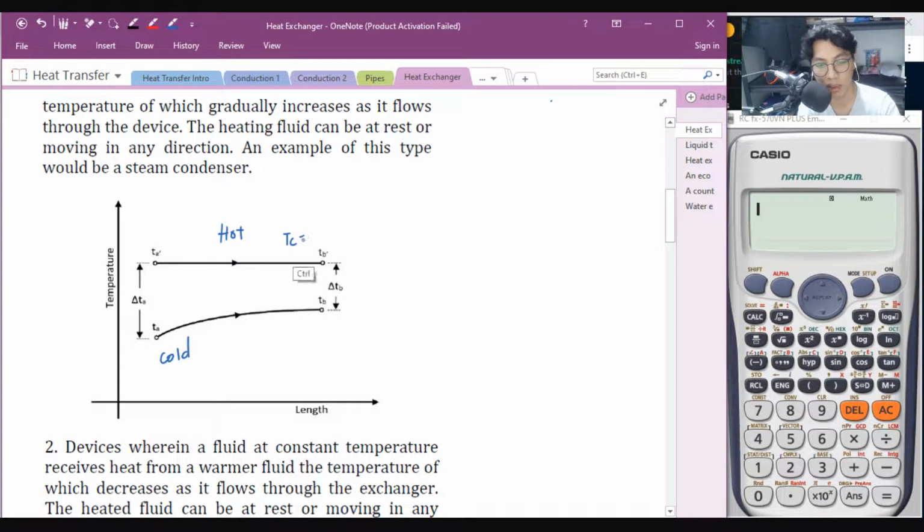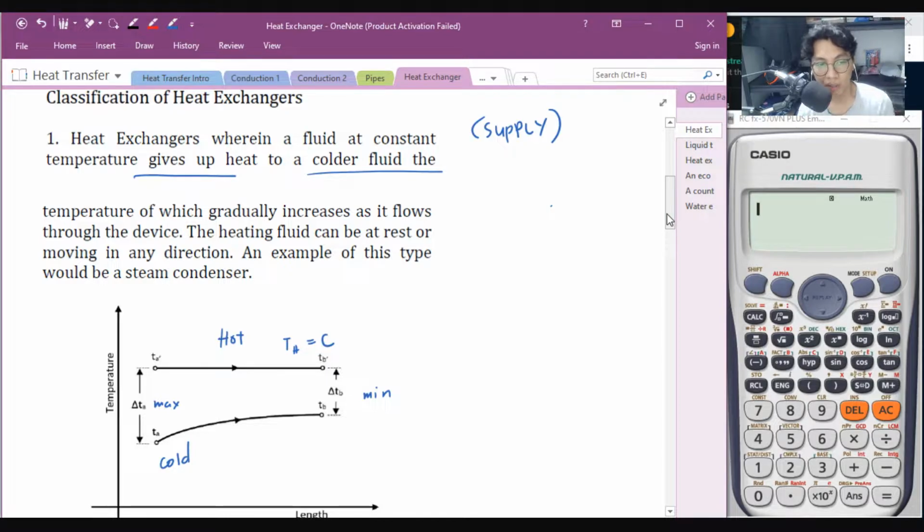Yung hot side, constant. Okay? Dito nagbabago gradually. Where you can measure the maximum and then the minimum change in their temperatures. The temperature of which gradually increases as it flows through the device. The heating fluid can be at rest or moving in any direction. An example of this type would be a steam condenser. Okay.